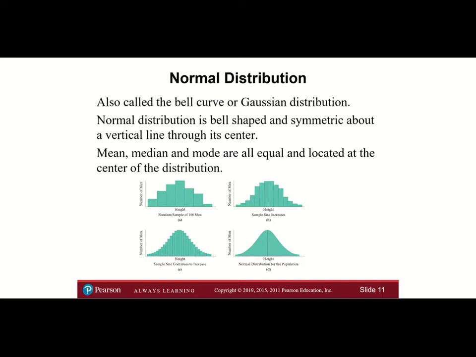Normal distribution is always bell-shaped and symmetric about the vertical line that is through the center. And with normal distribution, or that perfect bell curve, your mean, median, and mode are all equal, and they're located at the center of that distribution. So you can see here on the slide, we have different examples of what the bell curve would look like, different types of graphs. We have some histograms, and then just your standard bell curve is that last one on the bottom.